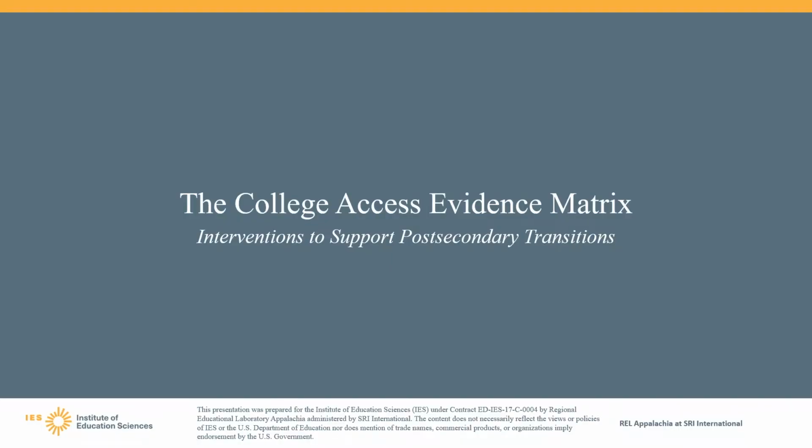The College Access Evidence Matrix is a resource developed by REL Appalachia for college access providers and education leaders to find evidence on interventions that support student transitions to education beyond high school. The matrix uses information from the Institute of Education Sciences What Works Clearinghouse as of July 1st, 2021 to identify programs that align with Every Student Succeeds Act, or ESSA, evidence standards.